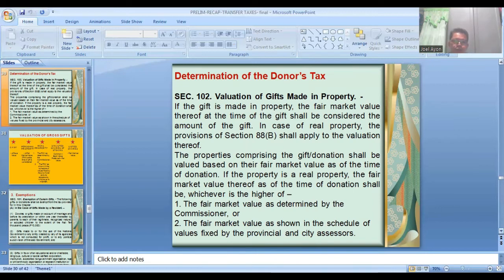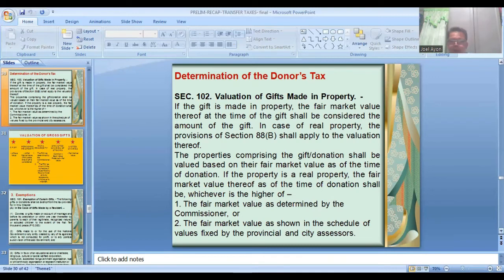Under section 102 of the tax code, valuation of gifts made in property. Accordingly, if the gift is made in property, the fair market value thereof at the time of the gift shall be considered the amount of the gift. In case of real property, the provisions of section 88B shall apply to the valuation thereof. So the property comprising the gift or donation shall be valued based on their fair market value, as I mentioned earlier, as of the time of donation.